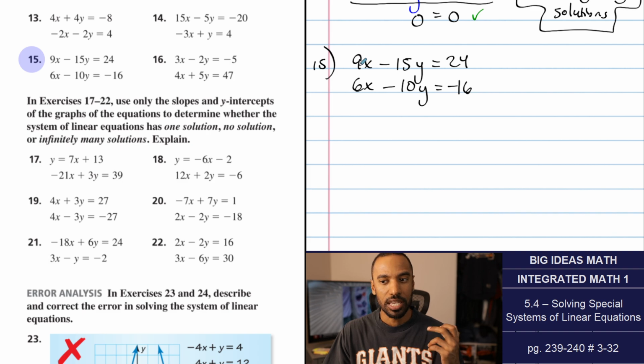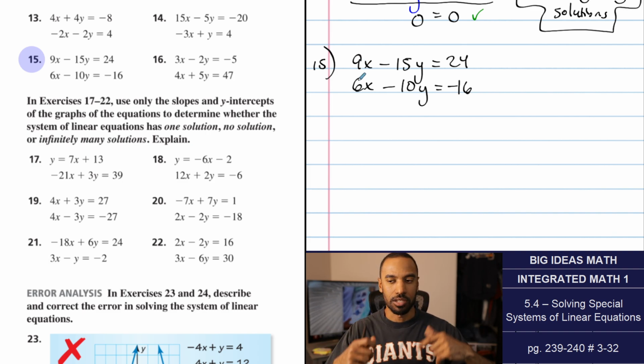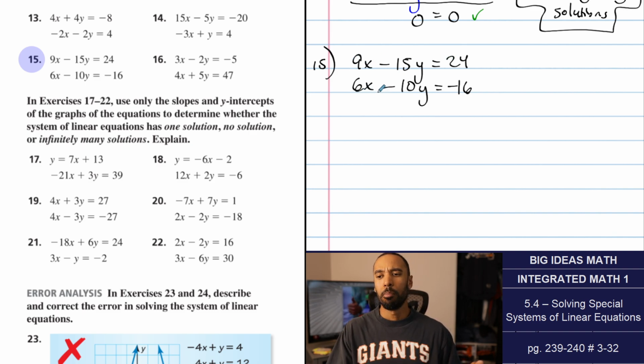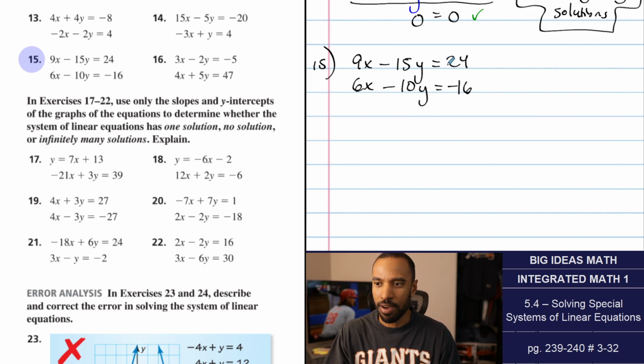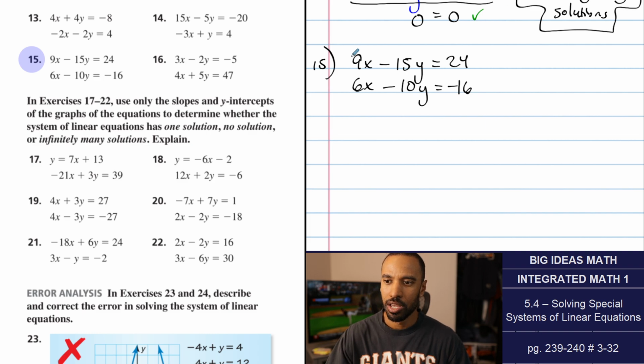Now, 6 and 9 have a least common multiple of 18. So you can multiply this by 2 and this by, say, negative 3 and change that. But we could also divide as well. 9 and 6 also have a greatest common factor of 3, and we can divide these by 3 and these by 2, and we can reduce it down. If you ever so have that preference, go for it.